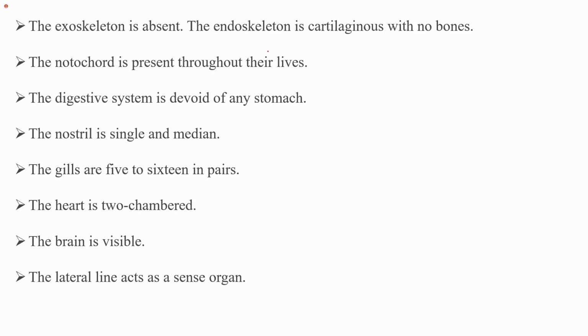The exoskeleton is absent. Obviously, the endoskeleton is cartilaginous, so the exoskeleton is absent, while the endoskeleton is cartilaginous with no bones. The notochord is present throughout their lives. So this is important that the notochord is present throughout their lives. The digestive system is devoid of any stomach. Nostril is single and median. So only one nostril is present in the center and it is median.